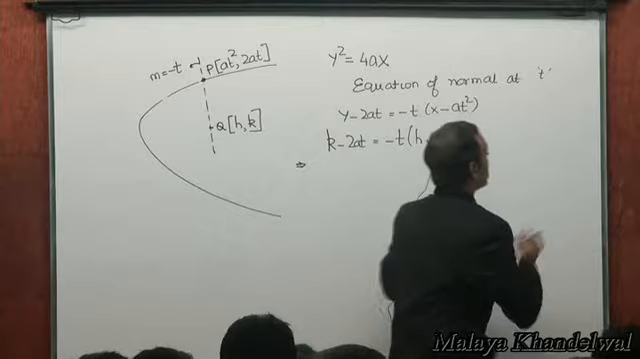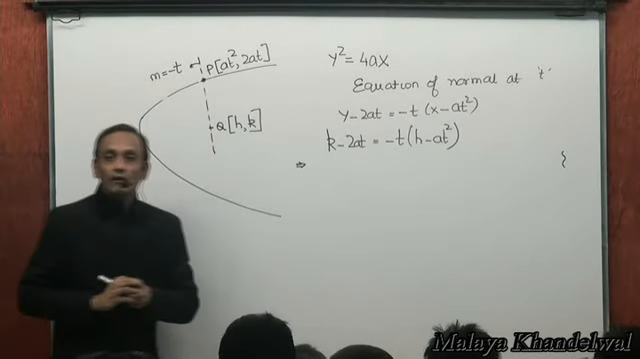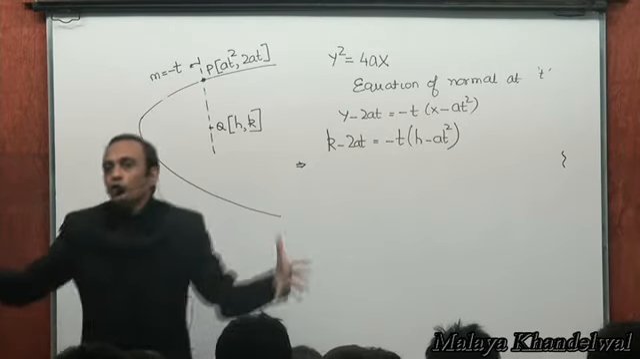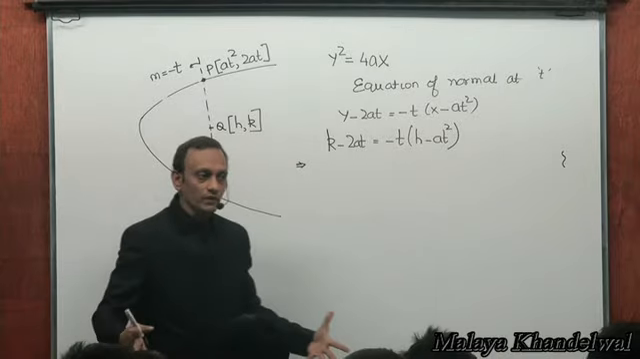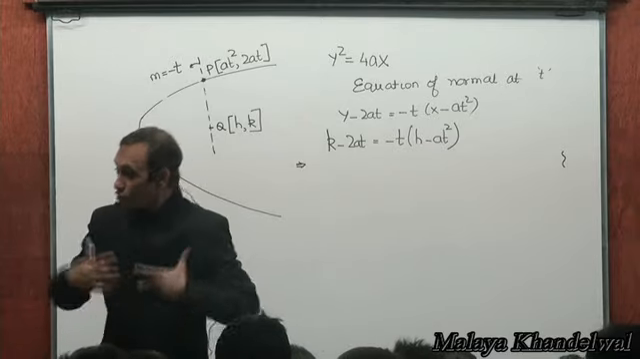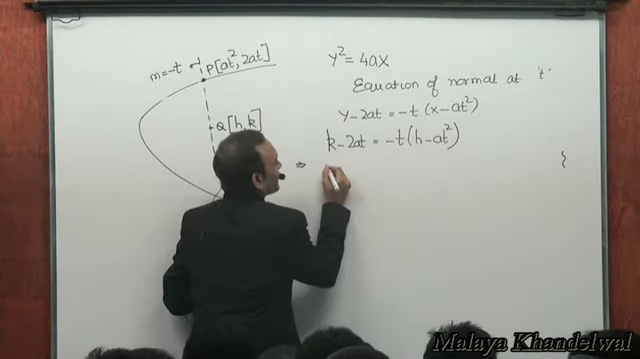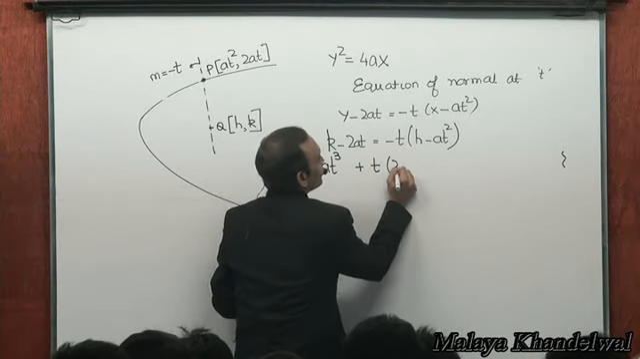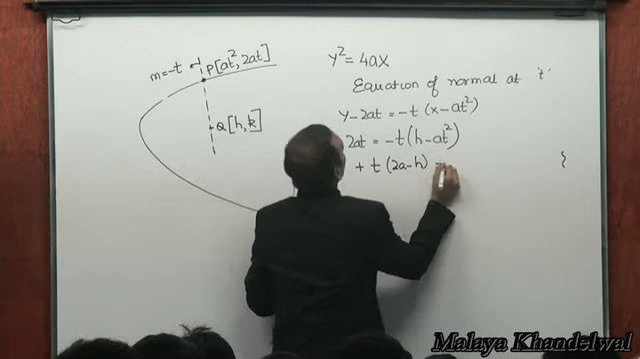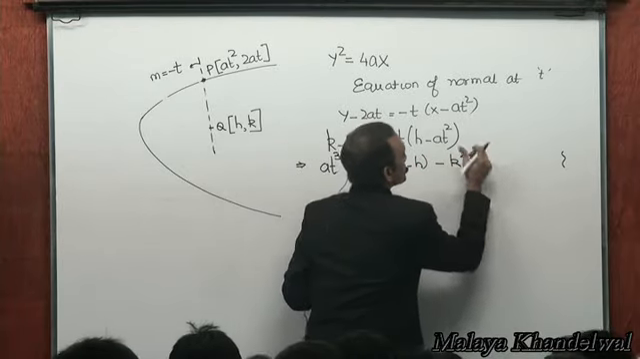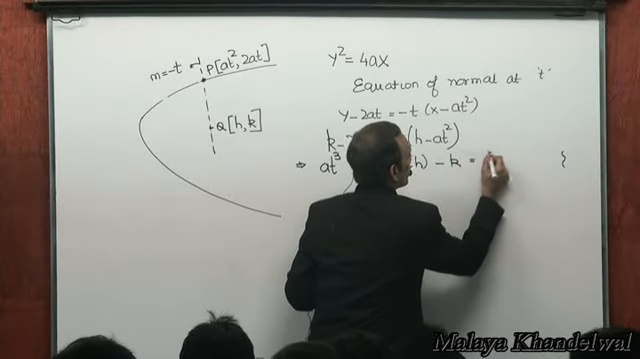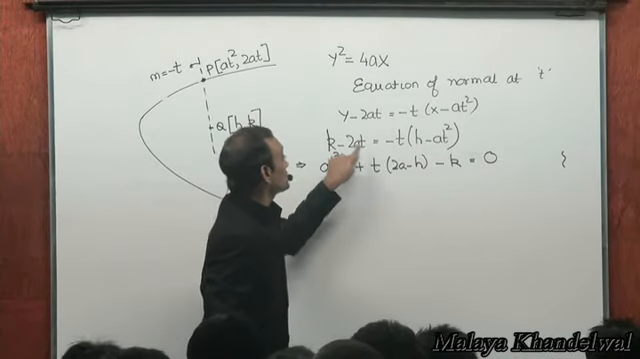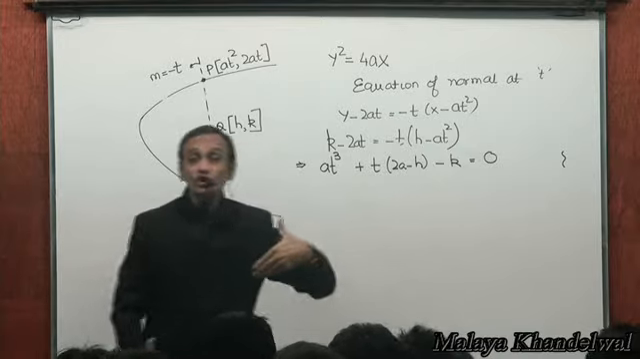Now, very clearly, this is a cubic in t. Let me collect terms here, put them all together and solve for t. At least pretend to solve for t. Okay? a t cubed plus t into (2a minus h) minus k is 0. Which is what? A cubic in t. See? a t cubed plus t into (2a minus h) minus k is 0 is a cubic in t.